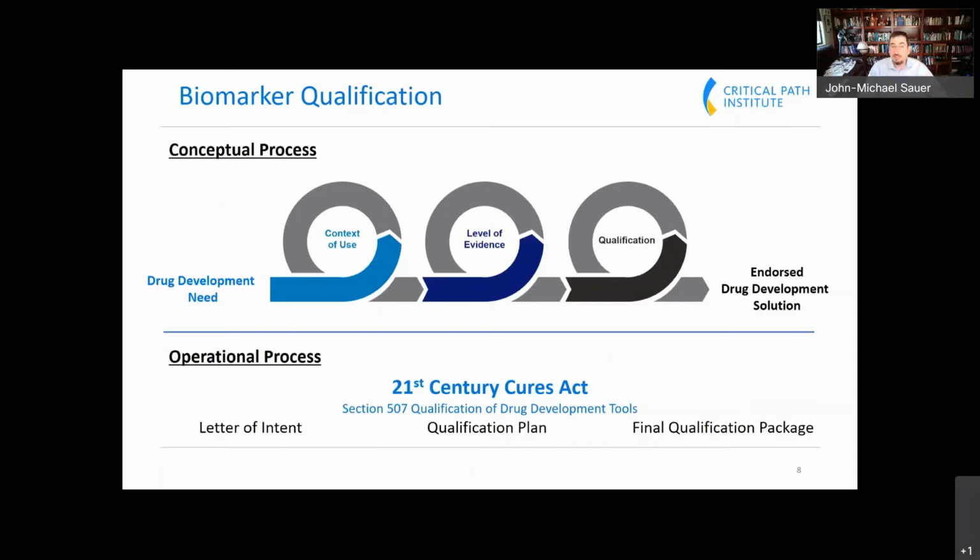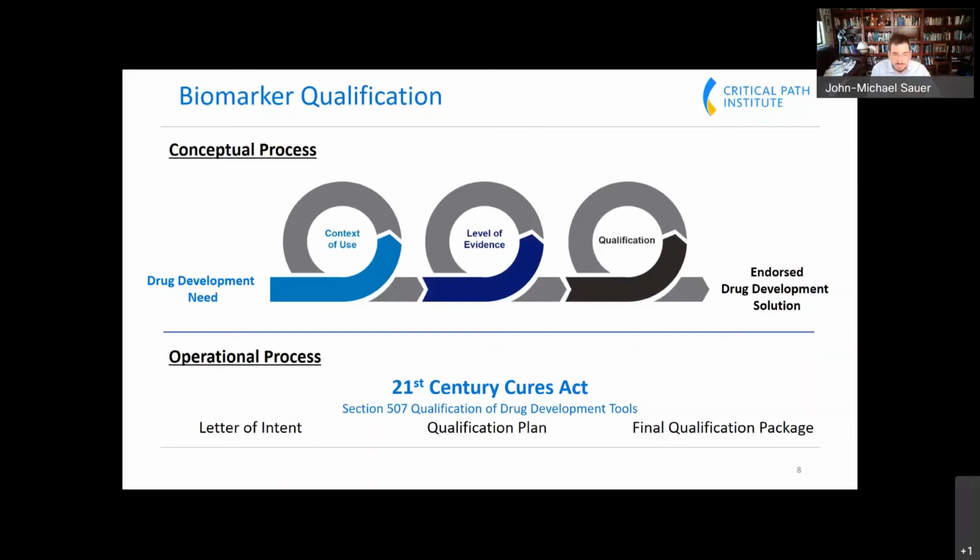The conceptual process is on top, right? Where we think about, okay, so what's the drug development need? What are we trying to do? We create a context of use, how we're going to use the biomarker. There's a certain level of evidence that's required for us to achieve qualification. And then hopefully we do achieve qualification and we have an endorsed drug development tool or solution that can then be used by drug developers to accelerate their given project around a given clinical candidate.